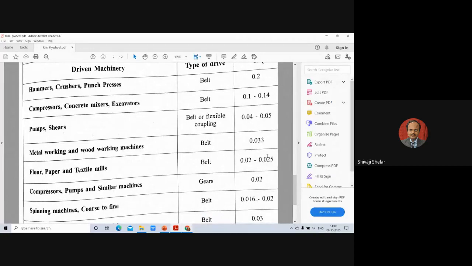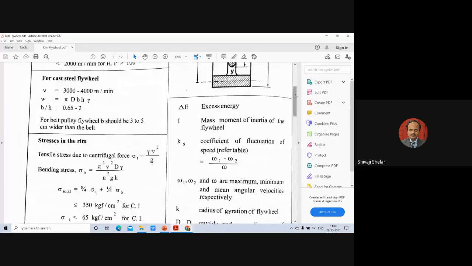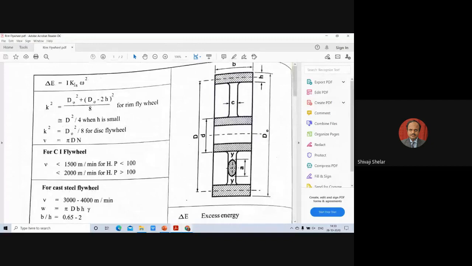But in the given problem, we have been given the maximum and minimum speed, so we cannot use this table. If the data for the speed is not given, then you can use this table. Otherwise, you can calculate this Ks value. Ks is equal to Cs by 2, that is, the coefficient of fluctuation divided by 2. That value depends upon your maximum and minimum speed, and from that you can calculate it.